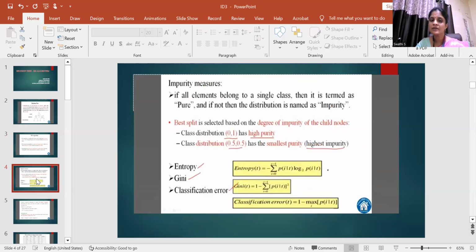So next, how to calculate the entropy value. If all the elements belong to a single class, it is considered pure, and if not, it is considered impure. If the class distribution is 0 and 1, it has a high purity. And if it is 0.5 and 0.5, it is the smallest purity, that is the highest impurity node.